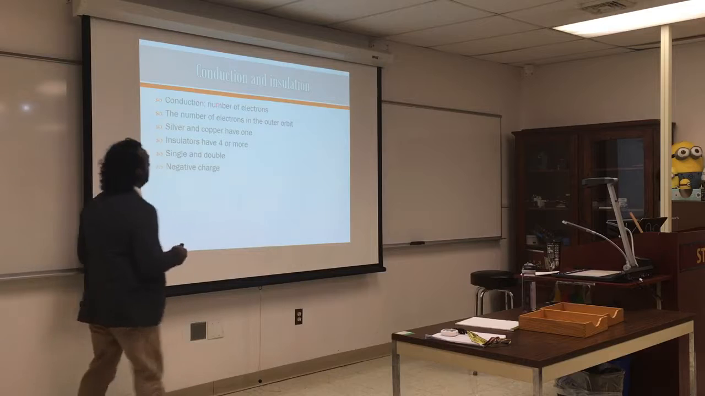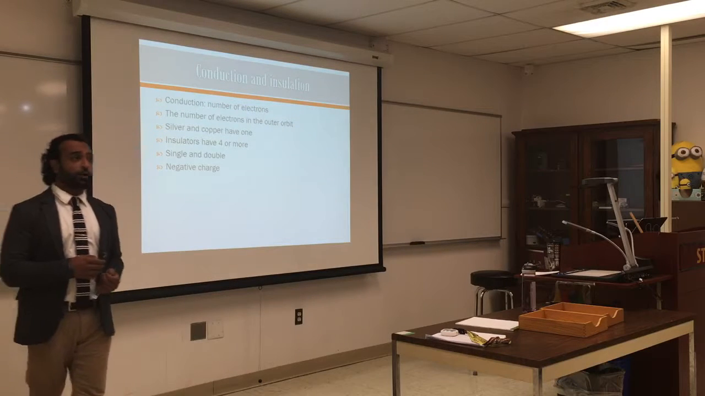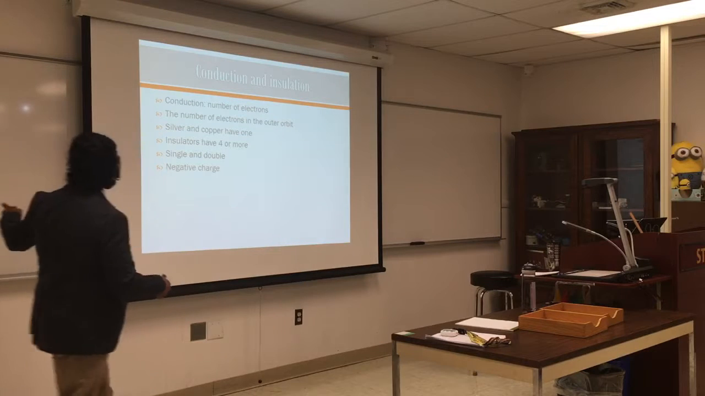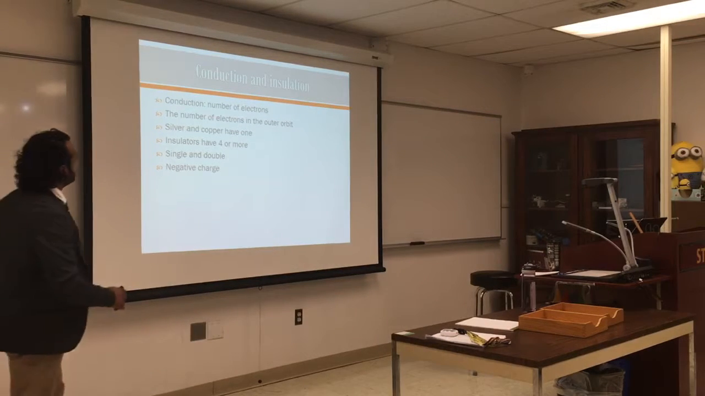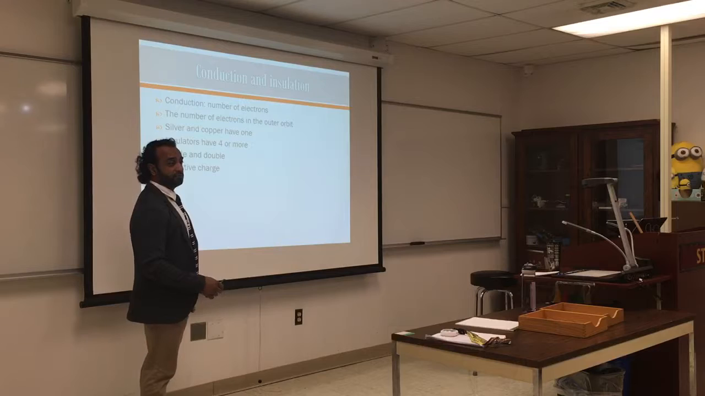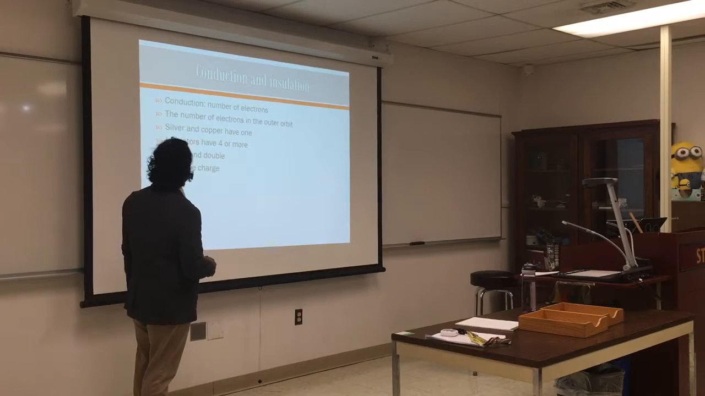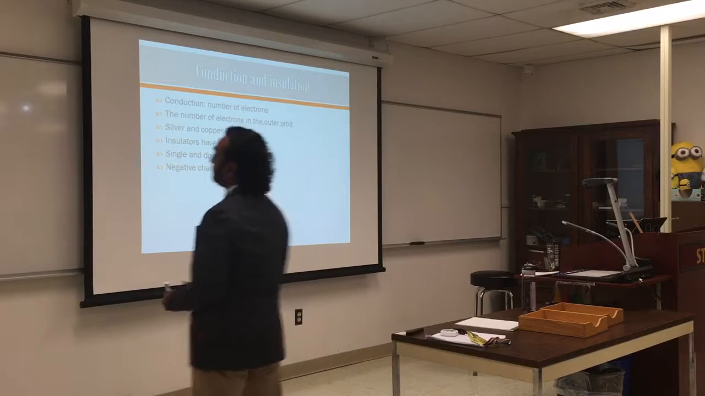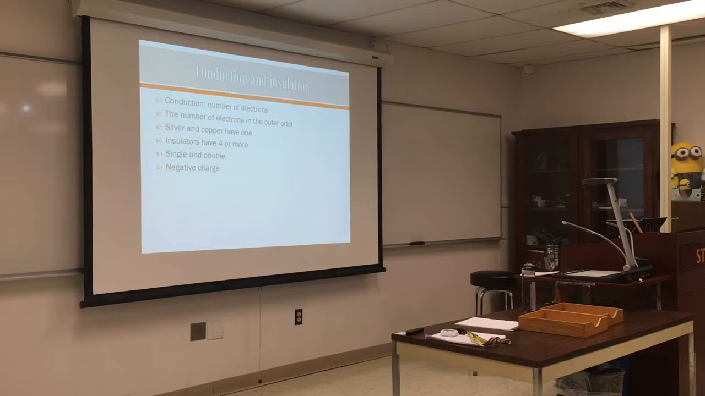Conduction depends on the number of electrons in the last orbit, the outer orbit. Silver and copper have 1, which makes them very good conductors. Insulators have 4 or more. Those are insulators. So we said, based on the periodic table, carbon was in the 4th column. So this is the carbon atom. It has 4 bonds, which makes it very stable.